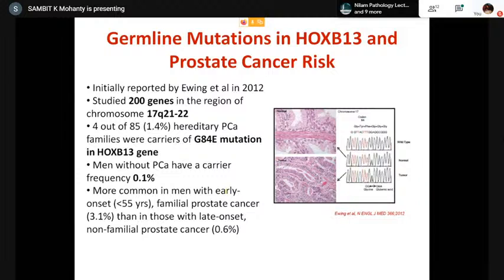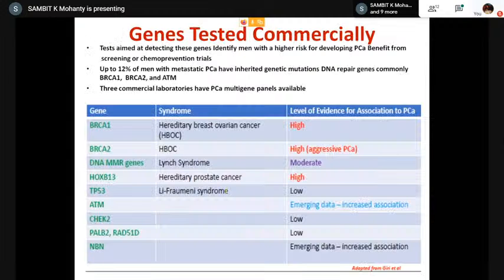More frequently in women, common in men with early onset of cancer, familial prostate cancer, and then late onset cancers. So there are the genes which are commercially tested: BRCA1, 2, DNA mismatch, the 4 genes, HOXB13, TP53, ATM, which is also seen in chronic lymphocytic leukemias, CHEK2, PALB2, the same as breast, and NBM, it's kind of emerging data.